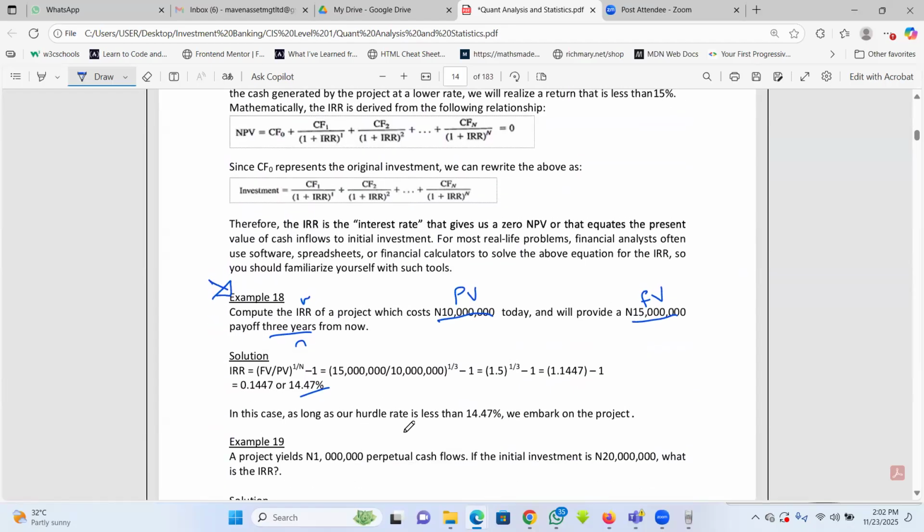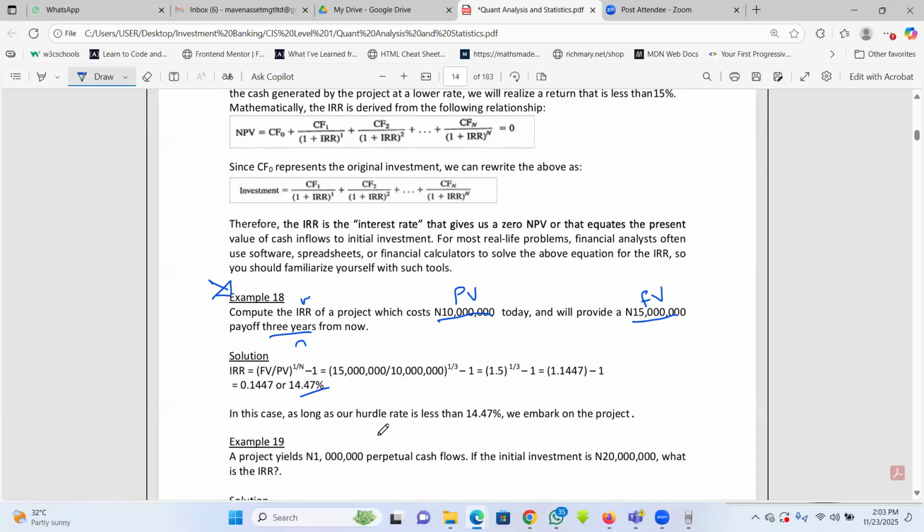So example 19, we have this. Somebody else read for us, please, quickly. A project yields 1 million perpetual cash flows. If the initial investment is 20 million, what is the IRR? Great. It yields 1 million perpetual cash flows. We talked about perpetuity the last time out, all right? A fixed sum of money paid in installments forever. So we are being told that the initial investment is 20 million. What is the IRR?